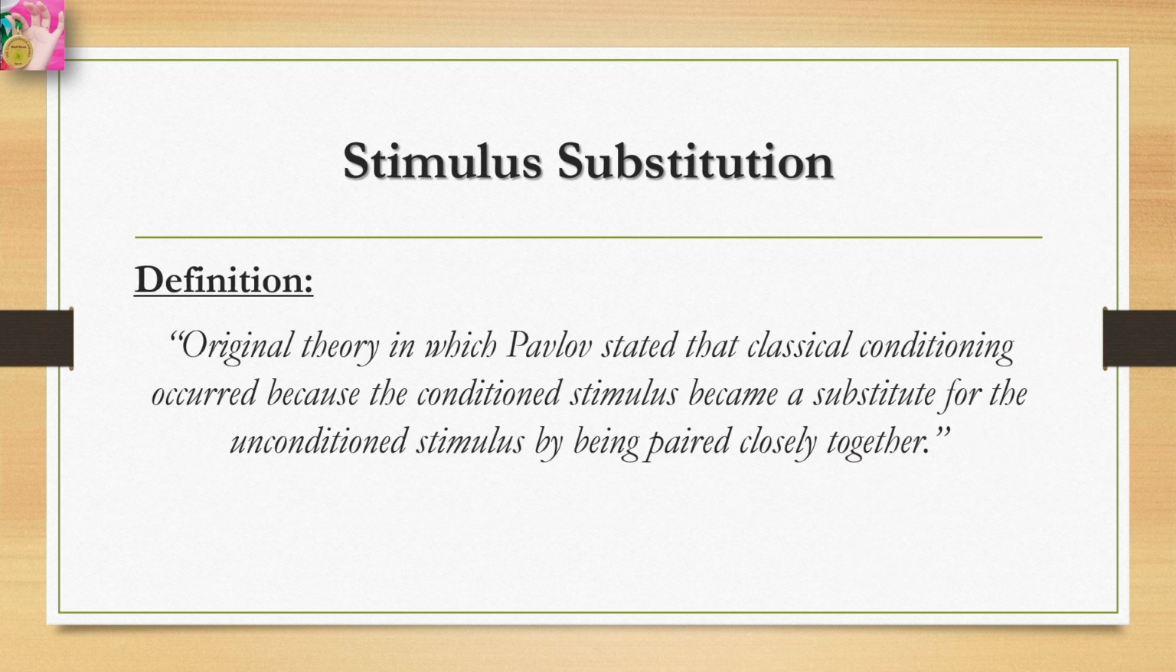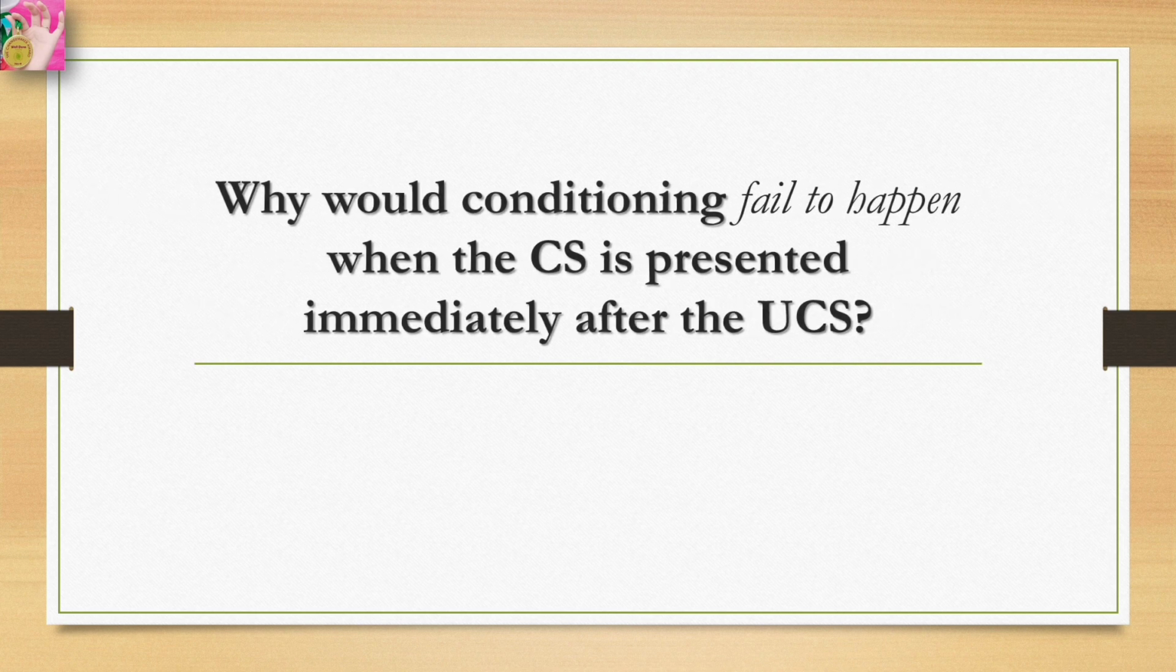Now, what actually is stimulus substitution? It is the original theory in which Pavlov stated that classical conditioning occurred because the conditioned stimulus became a substitute for the unconditioned stimulus by being paired closely together. But if a mere association in time is all that is needed, then why would conditioning fail to happen when the conditioned stimulus is presented immediately after the unconditioned stimulus?